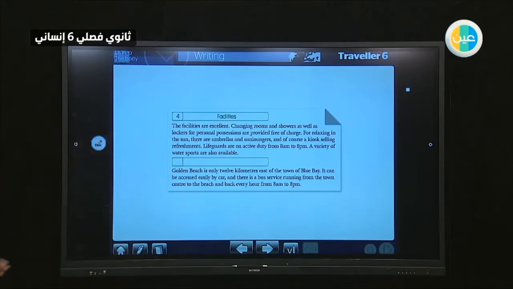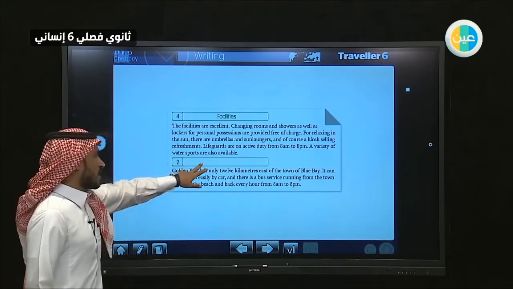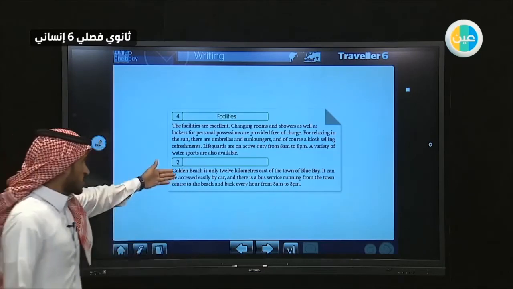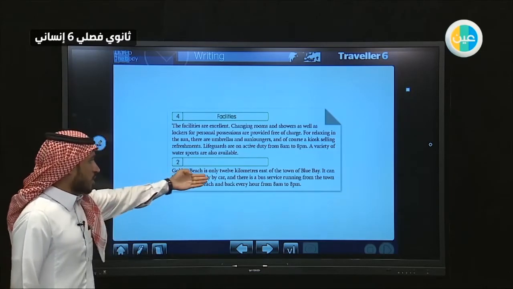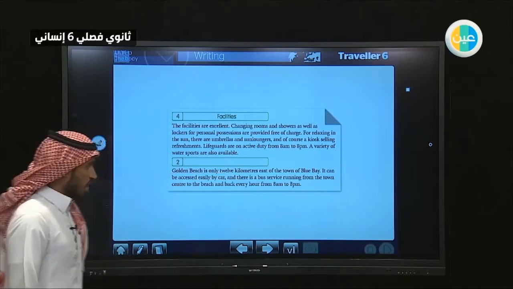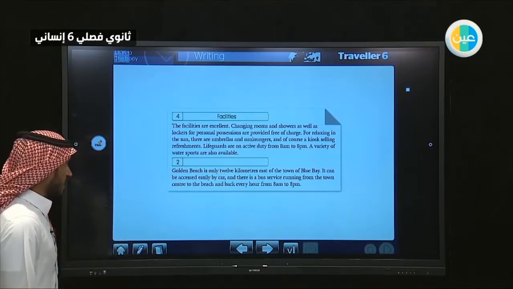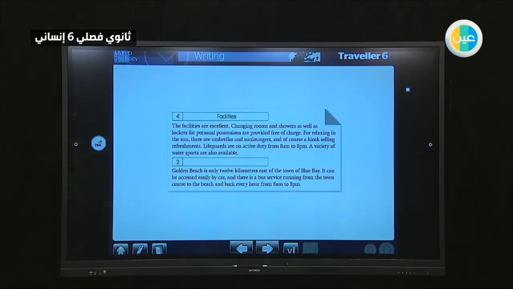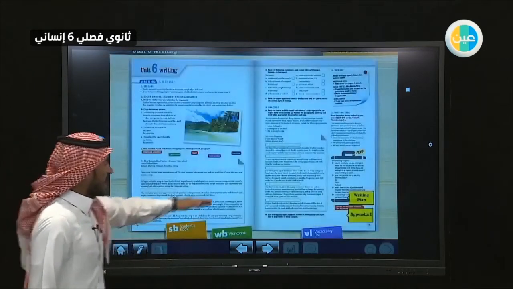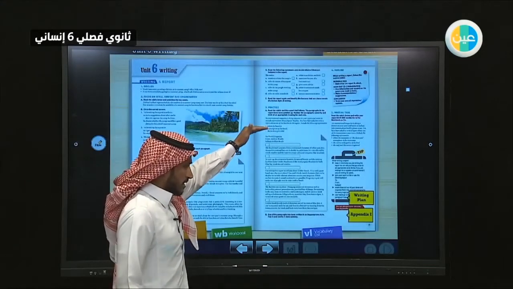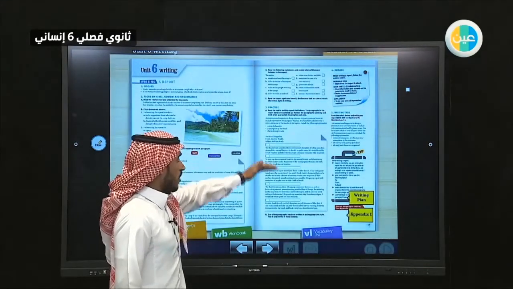So what is left is number 2, which is the location. Golden Beach is only 12 kilometers east of the town of Blue Bay. It can be accessed easily by car, and there is a bus service running from the town center to the beach and back every hour from 8 a.m. to 8 p.m.